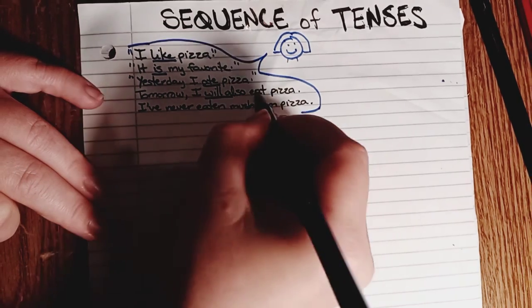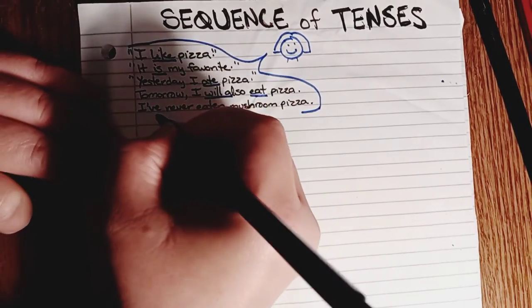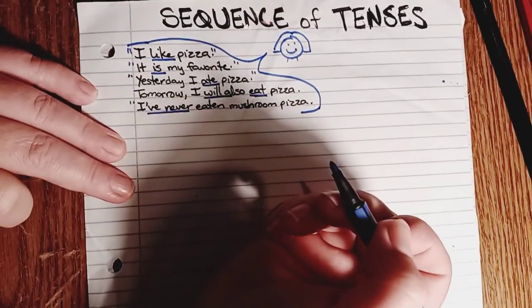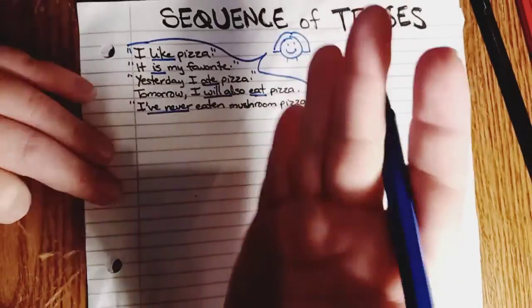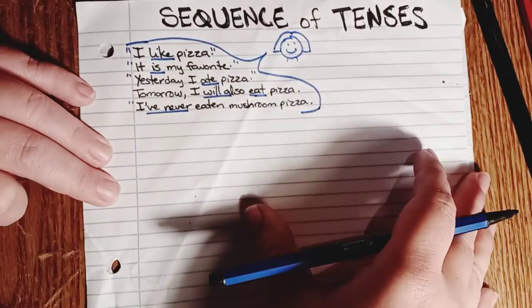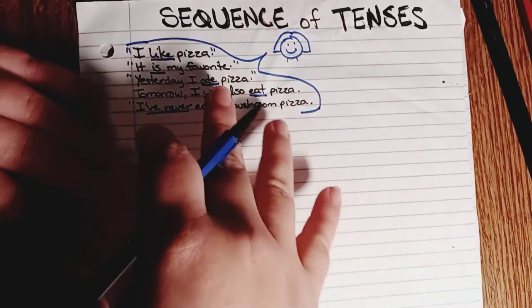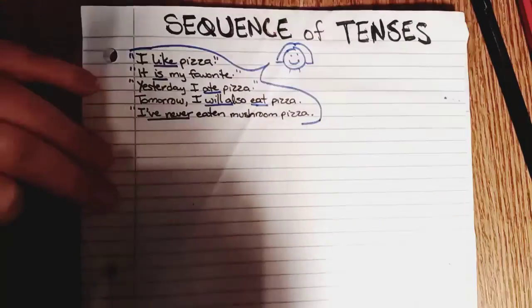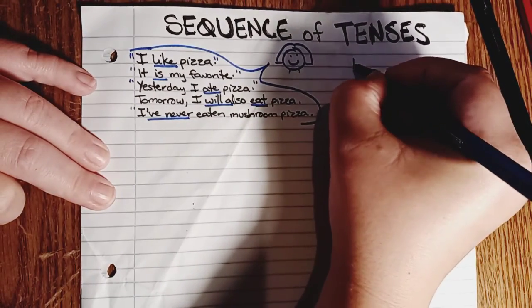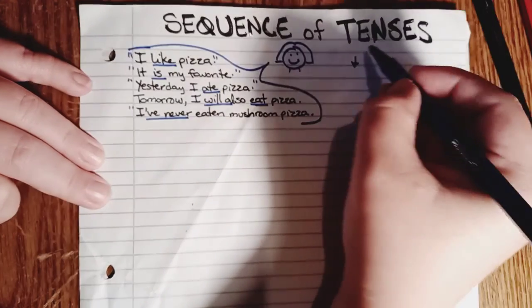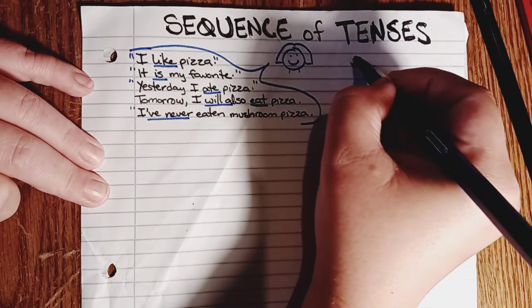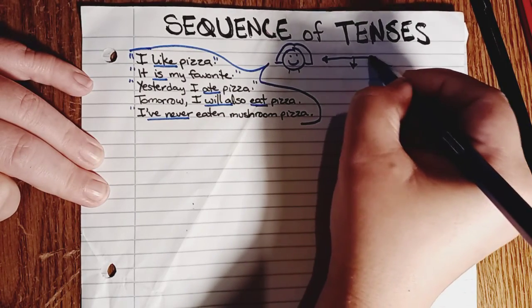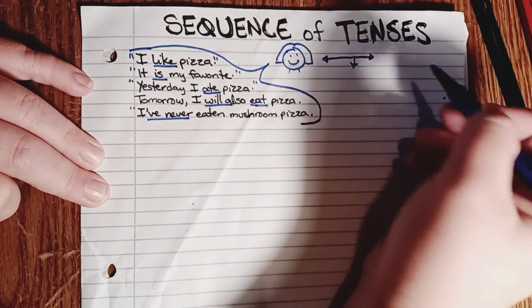So she's talking about the future. And here she's talking about the past again. She's using the present perfect. I've never eaten mushroom pizza, to tell us something that hasn't happened before now. So it's still the past, right? So this little girl is telling us about her taste in pizza and her experience with pizza. And she's doing that at a specific point in time. So when she's telling us that yesterday she ate pizza, she's talking about the past. When she's telling us that tomorrow she will eat pizza, she's talking about her future then.